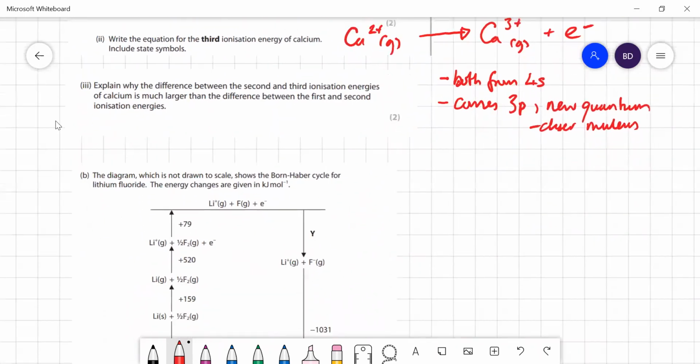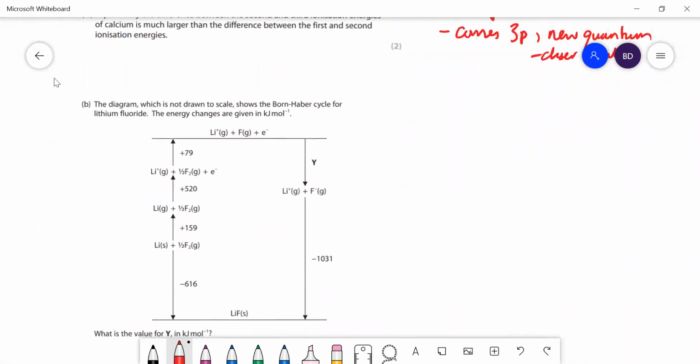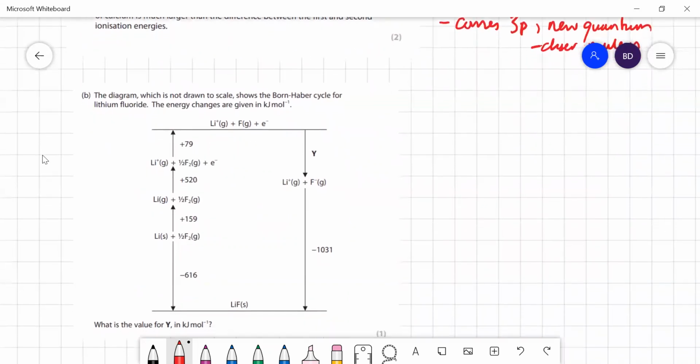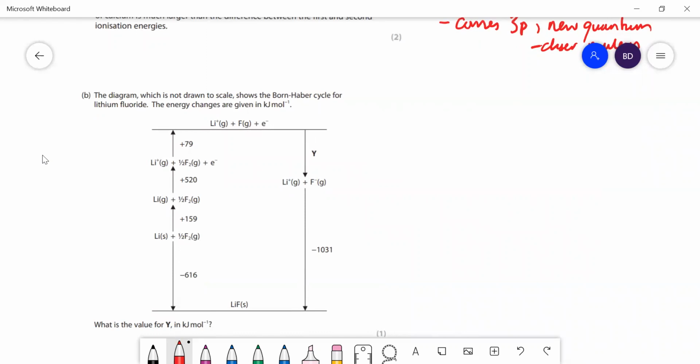Right, we've got a Born-Haber cycle here. The energy changes are given in kilojoules per mole. What is the value for Y? So we want to find this, and this one here is Y. And of course, that is the first electron affinity. You're sticking an electron onto a fluorine atom. Now, the whole point of drawing a Born-Haber cycle in a diagram, rather than just drawing a normal Hess's law cycle, is that it's in energy, so you don't have to worry too much about the signs. You can visually see what's going on.